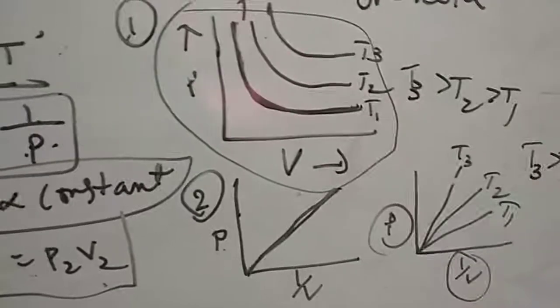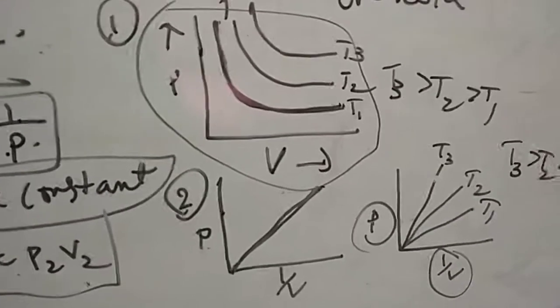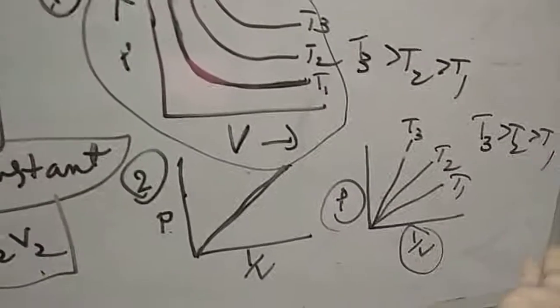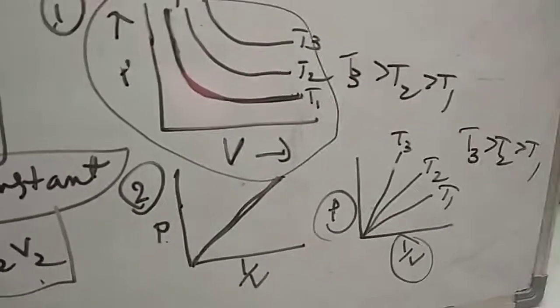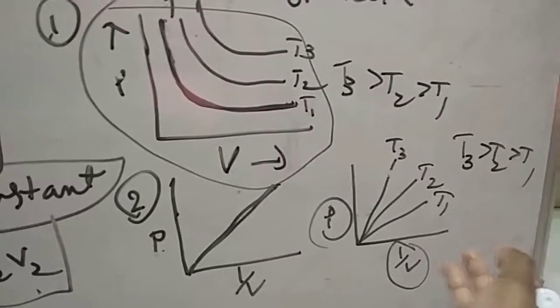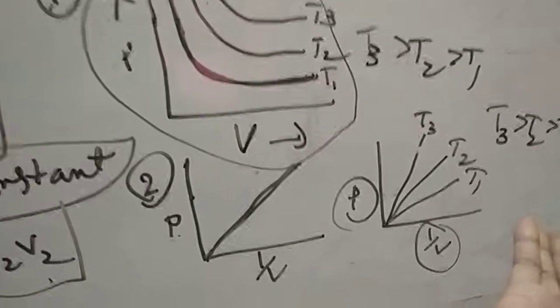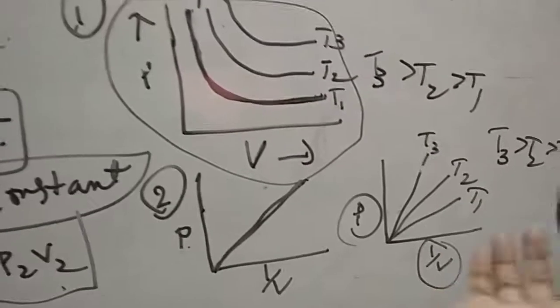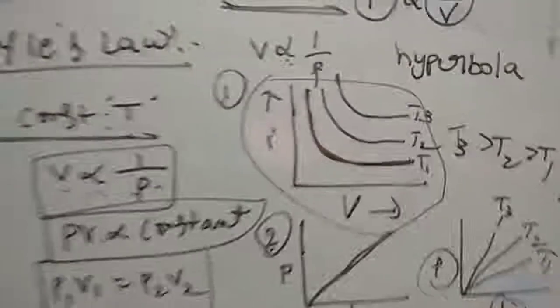If temperature is increasing, Boyle's law may not be obeyed. If it is not obeying, then we cannot get the straight line passing through the origin. So just write down simply.